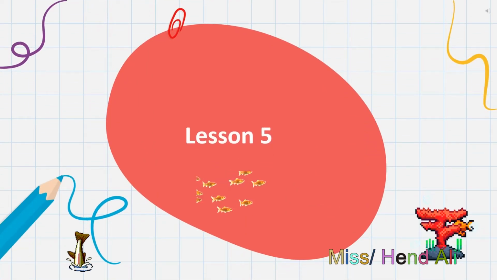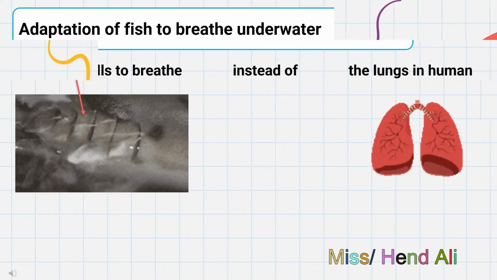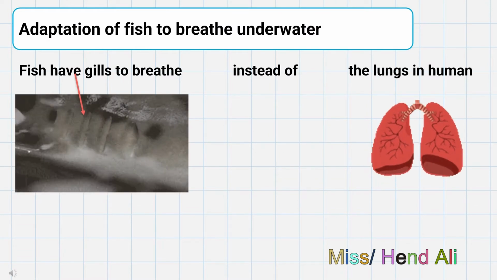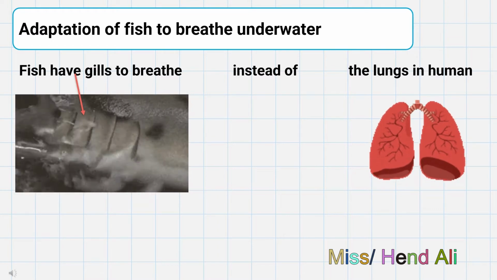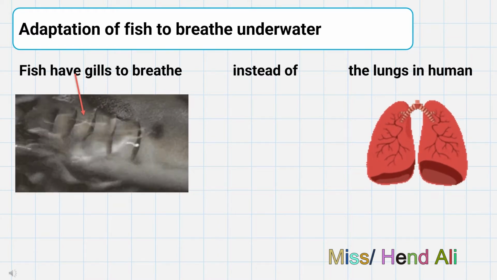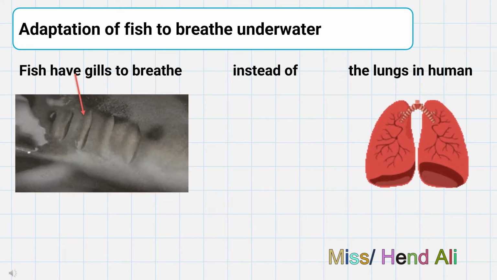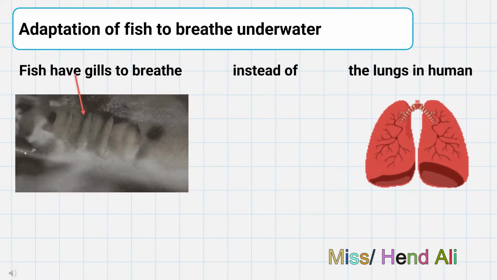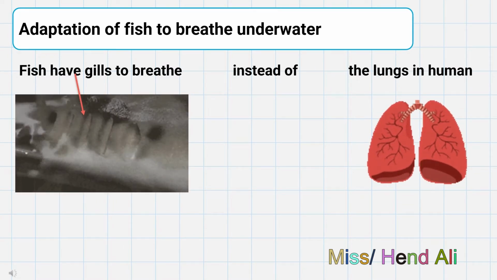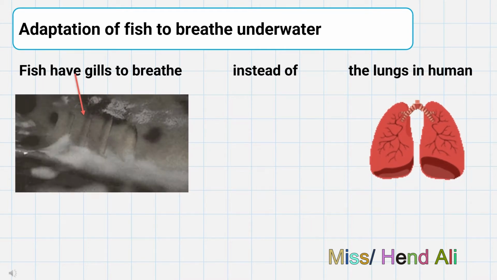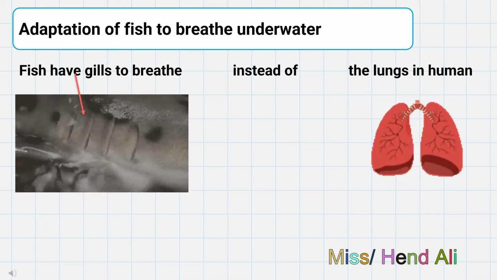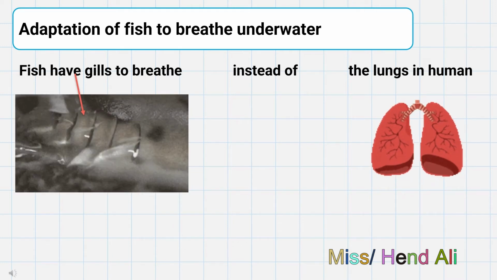Lesson 5 is about adaptation of fish to breathe underwater. We've said before that we use our lungs in breathing, while fish have gills to breathe. So fish use what to breathe? Fish use gills instead of what in human? Instead of lungs. As a human we have lungs and fish have gills.